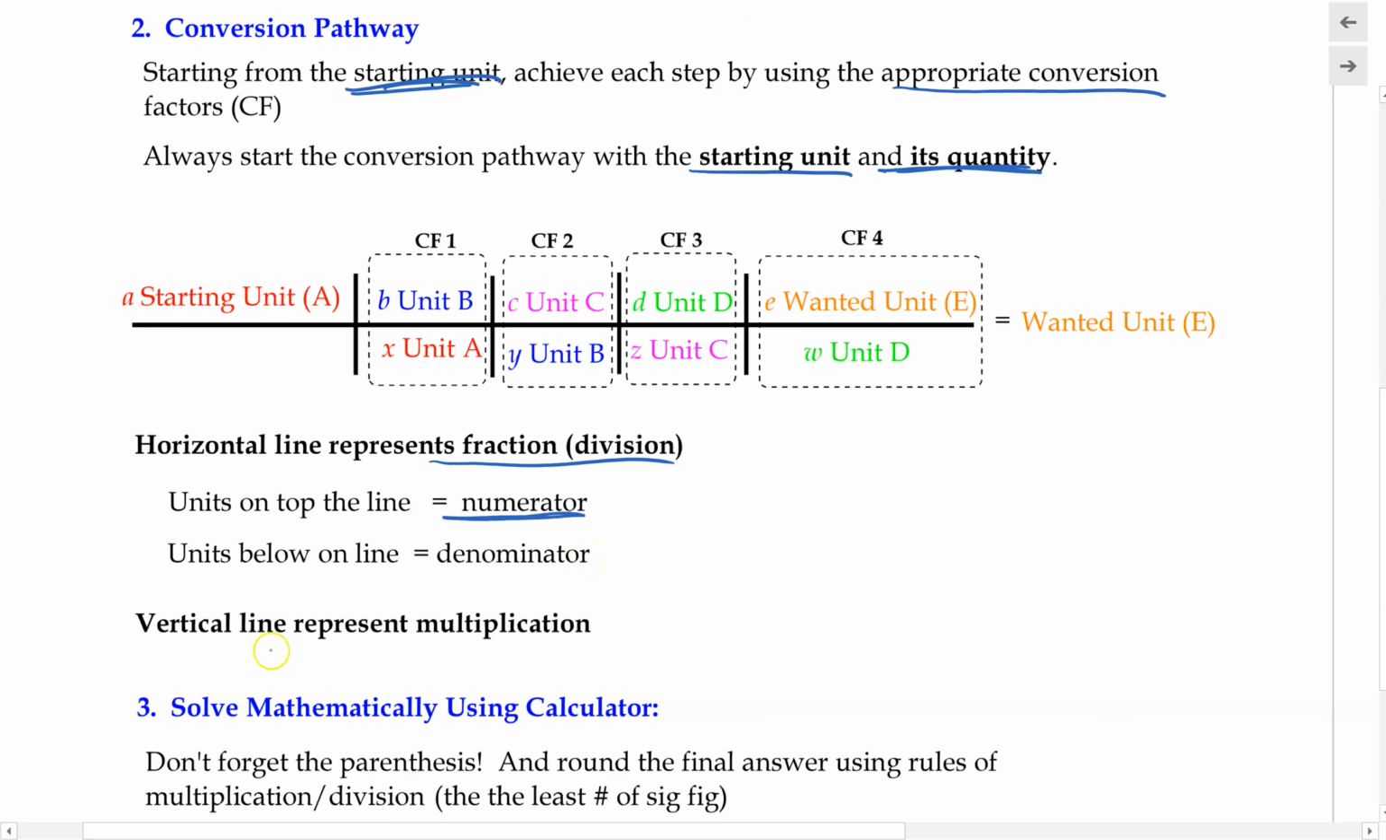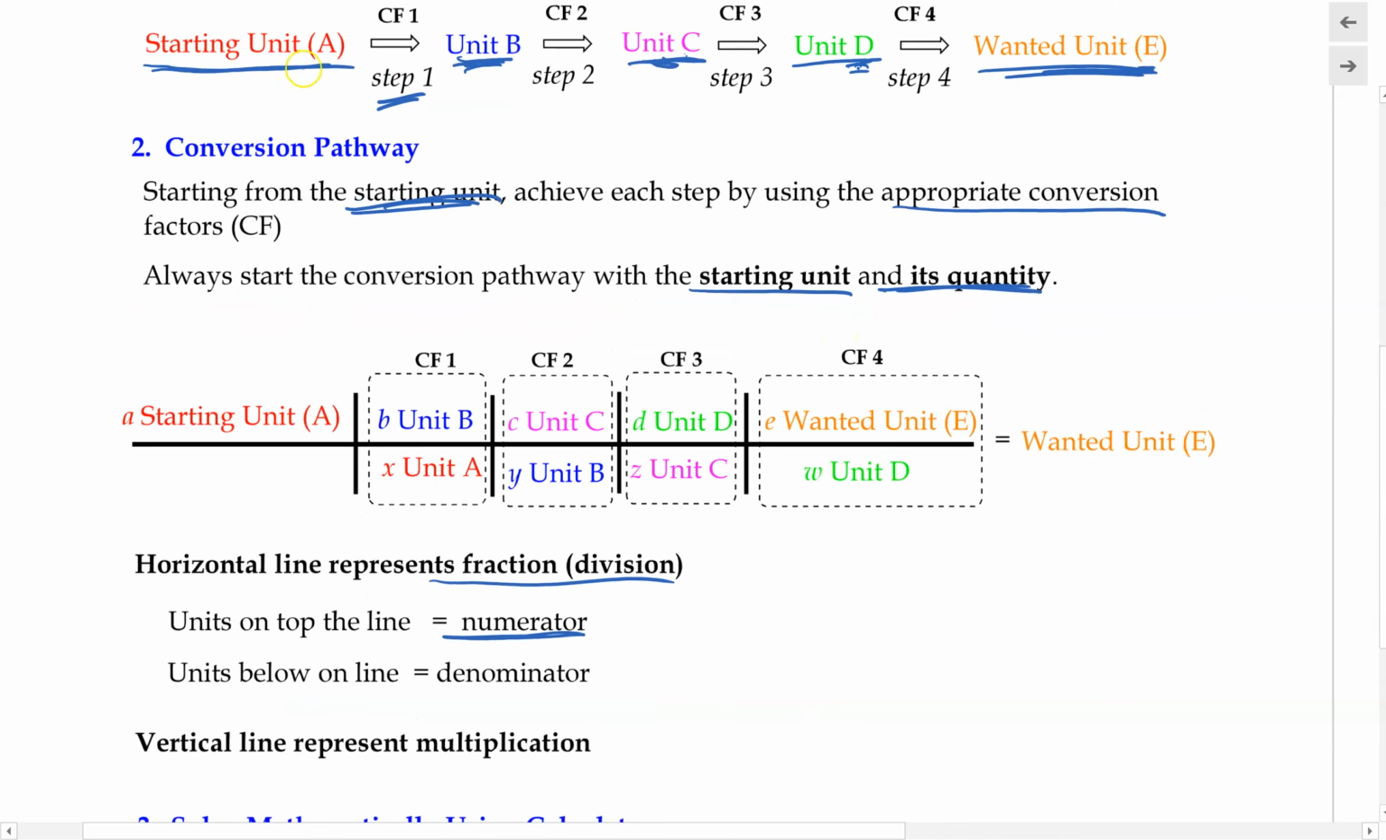Okay, and the vertical line here represents multiplication among all of these units. So this means A multiplied by B multiplied by C, and so on. So to be able to convert from unit A into unit B that we have seen here, we need to have a relationship between A and B. And now we'll be putting unit B on the denominator, because we need to convert that into unit B, right?